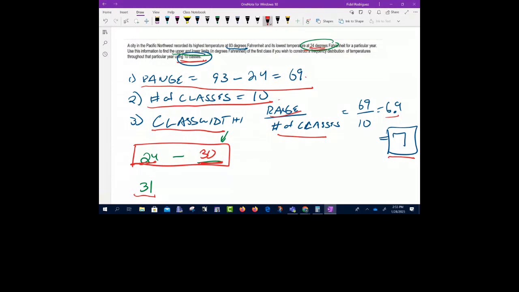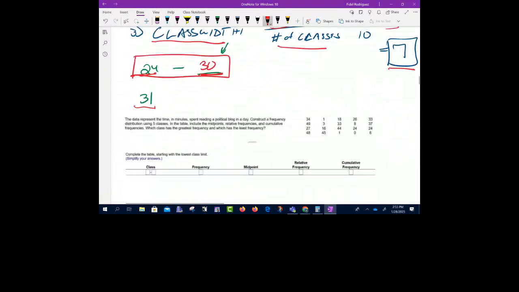All right, y'all, I'm going to scroll down a little bit more, and we're going to do another problem. Again, these problems are coming directly out of your homework.